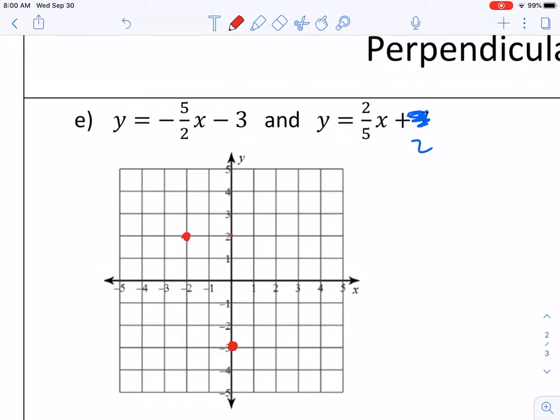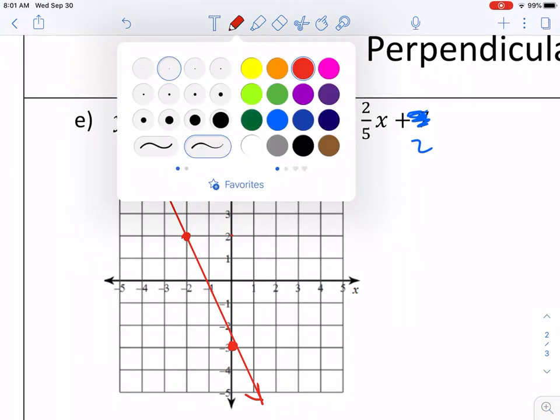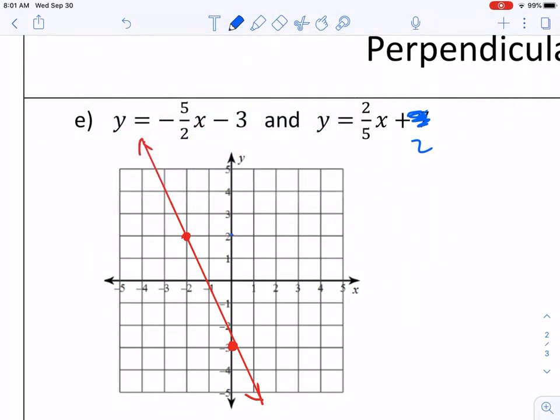And get a line like that. Again, on the iPad, I don't have a ruler, and so it's kind of hard to create exact lines. My points are right, my line is not great, but that's how it goes. And then in blue, I'm going to begin at 2, and I'm going to count up 2, right 1, 2, 3, 4, 5. I could also go down 2 and left 1, 2, 3, 4, 5.